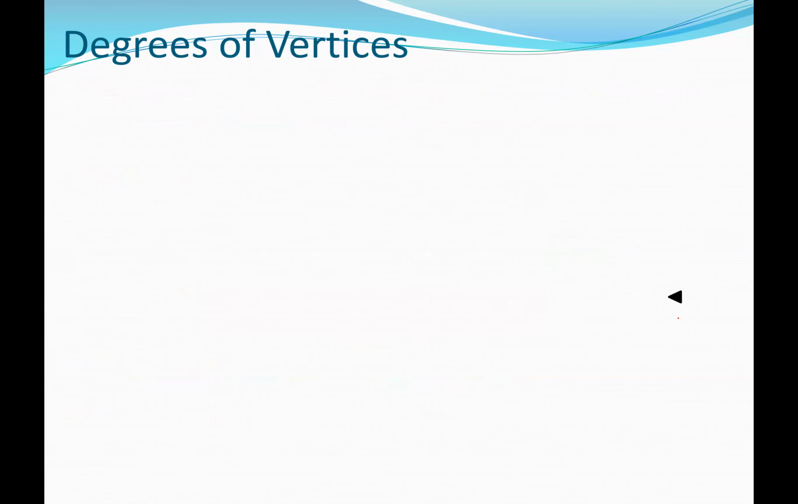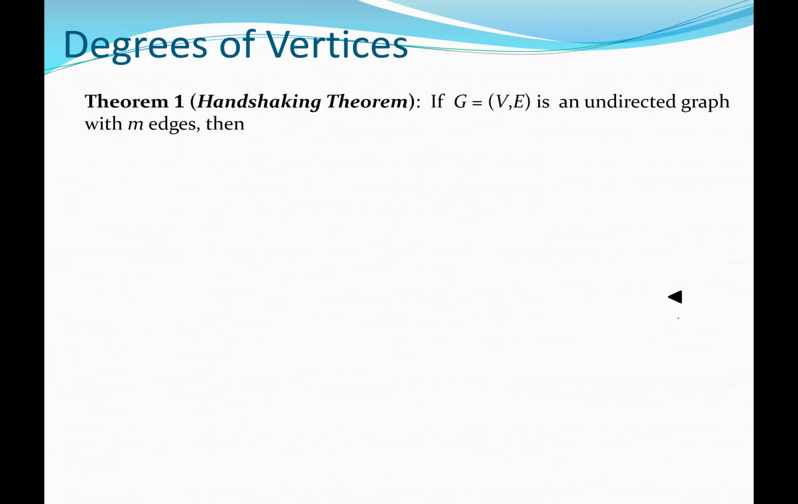All right, next one. This is a very nice theorem, the handshaking theorem. It says that suppose we have a graph G, an undirected graph, with M edges. They don't use E to represent the edges anymore, but they use M. M will be the number of edges, okay? With M edges, then this is true.